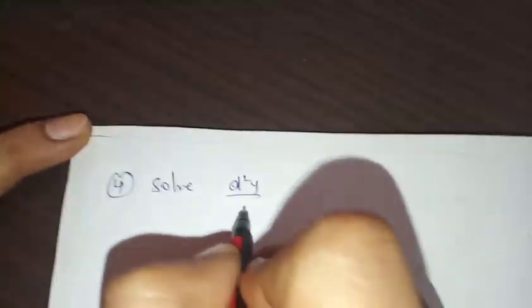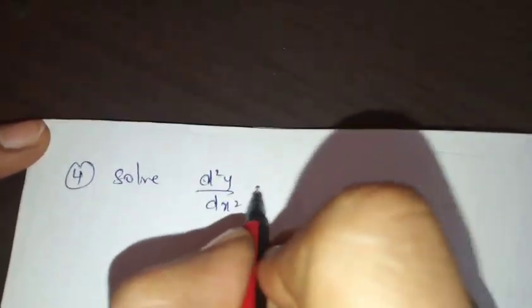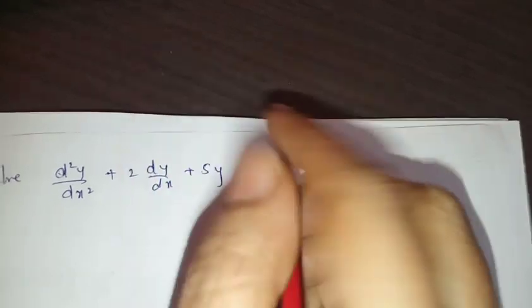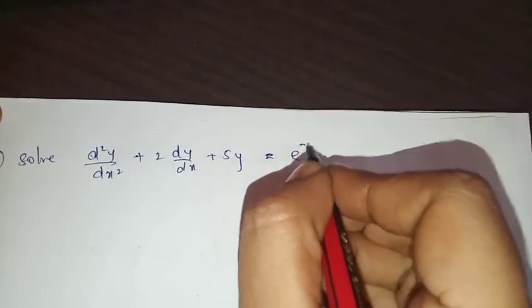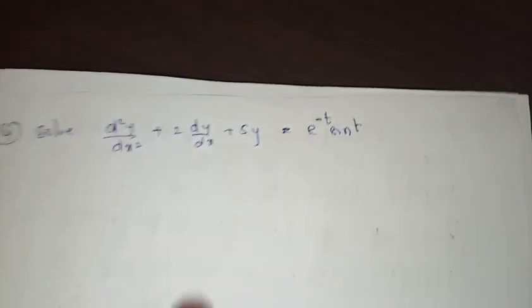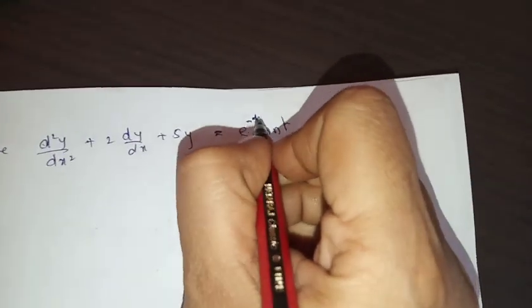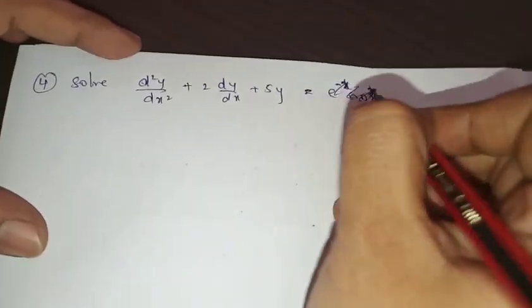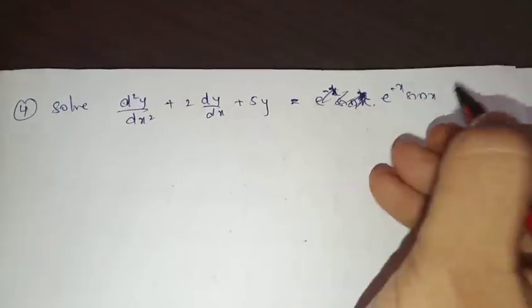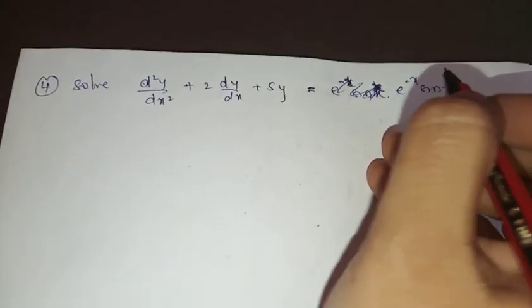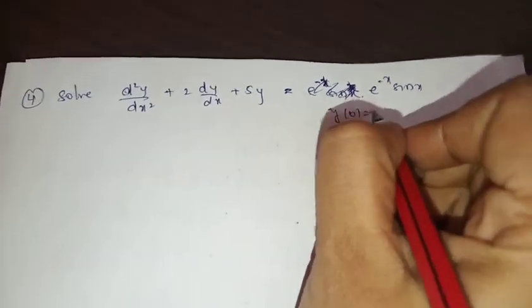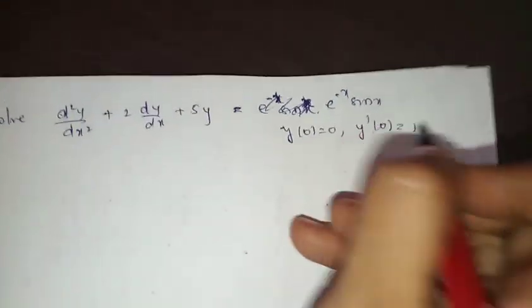Solve d square y by dx square plus 2 dy by dx plus 5y equal to e to the power minus x sin x. Sorry, this is x, not t. With the condition y of 0 is equal to 0, y dash of 0 is equal to 1.